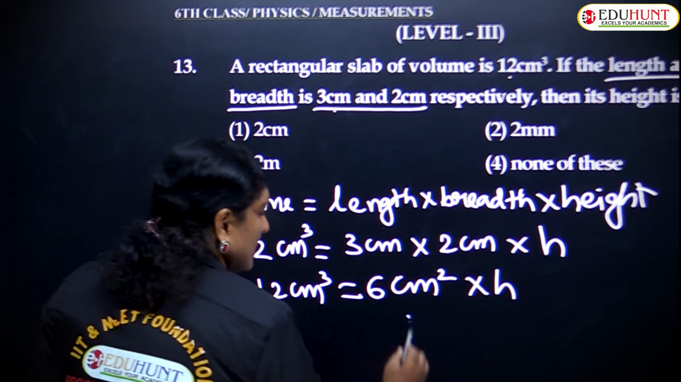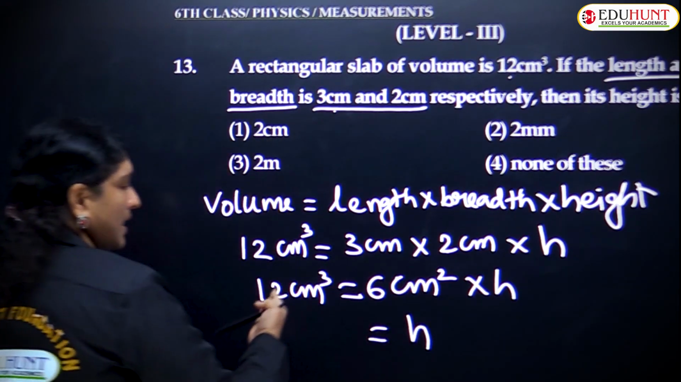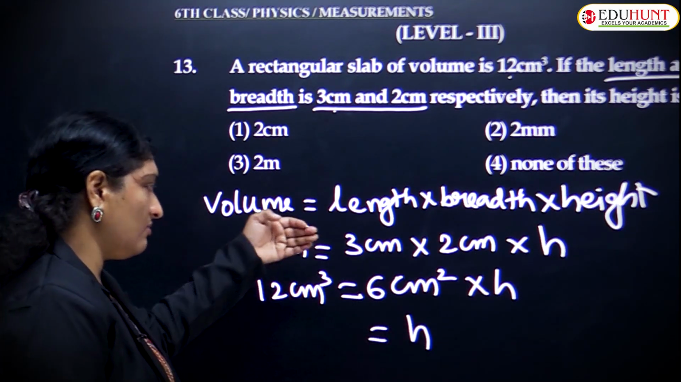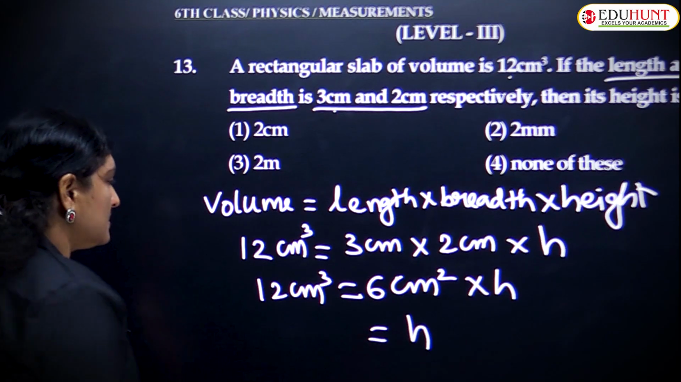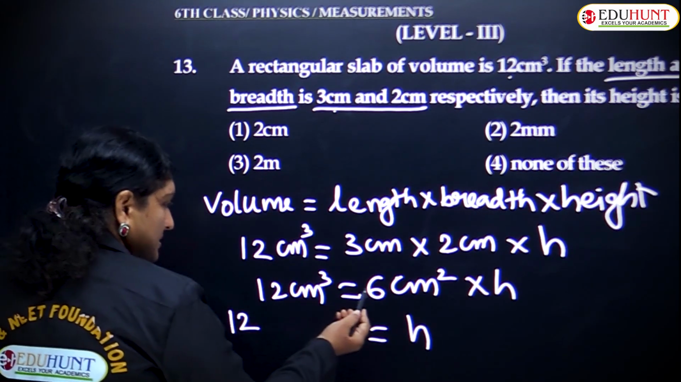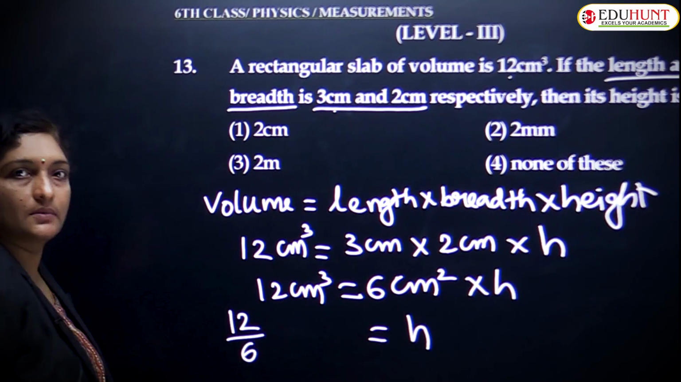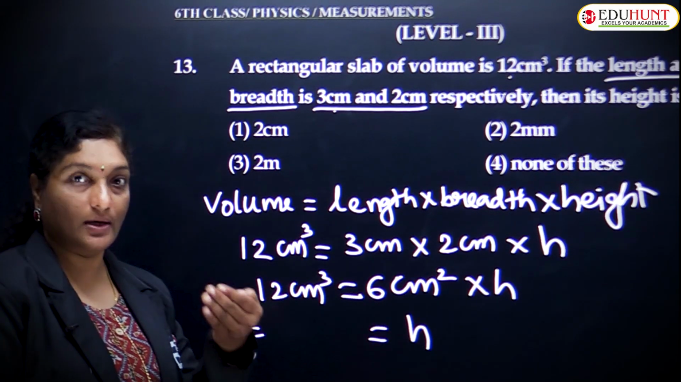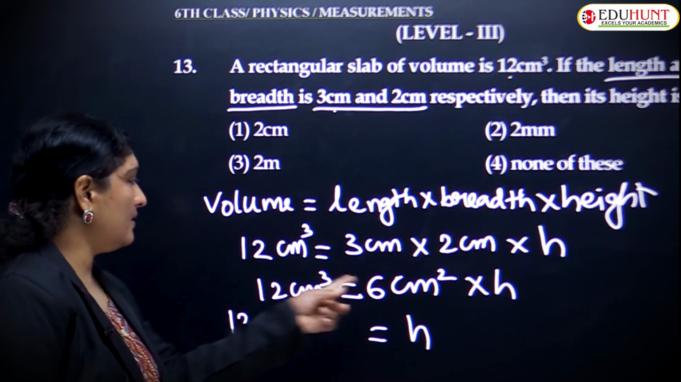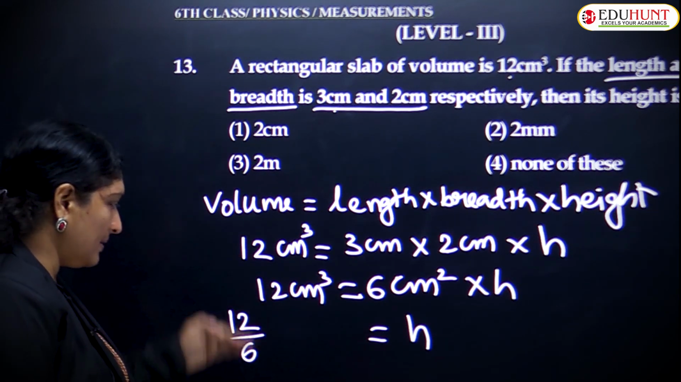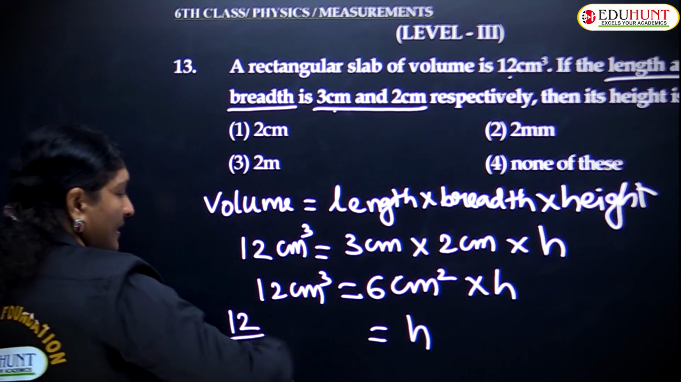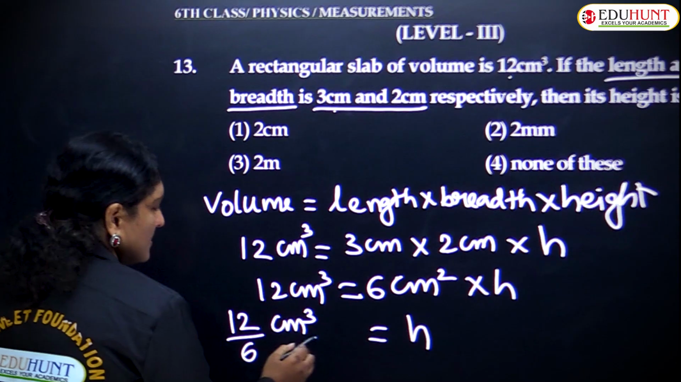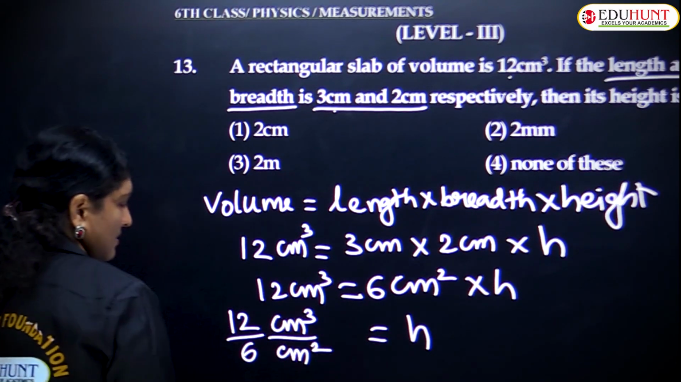Keeping the h here as it is, bring the other portion to the other side. Now, children, whenever this portion goes to the other side, it will become reciprocal. That means 12 stays upwards, 6 will come down. Are you getting me? Left to right or right to left, if you shift, it will become reciprocal, a denominator. So, 12 you keep it here. This number, if I carry to the other side, it will become the denominator. Upper side, what is there? Centimeter cube. Again, the centimeter square, carry to the other side, it becomes centimeter square.